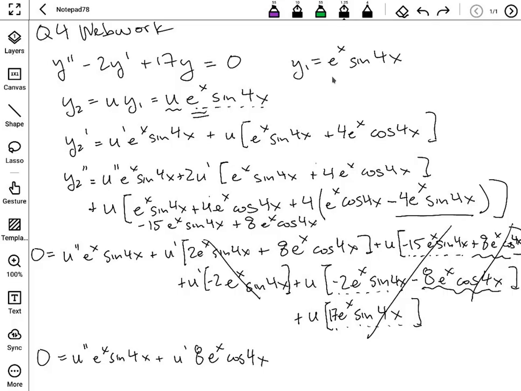And then one last thing I'm going to do to make everything a little bit easier on me in the end is I'm going to note that there's an e to x in both my terms, and this is equal to 0, so I can multiply or divide the whole equation by anything I want and it'll still be equal to 0. In this case, I divide through by those e to x terms, just cancel them out, and I'm left with u double prime sine 4x plus 8u prime cosine 4x.